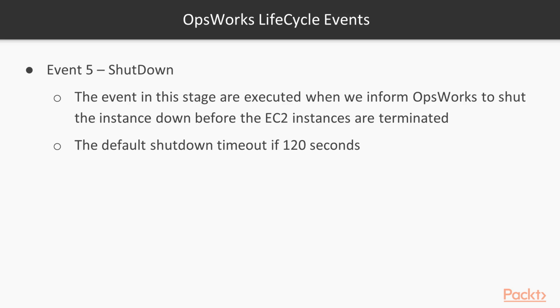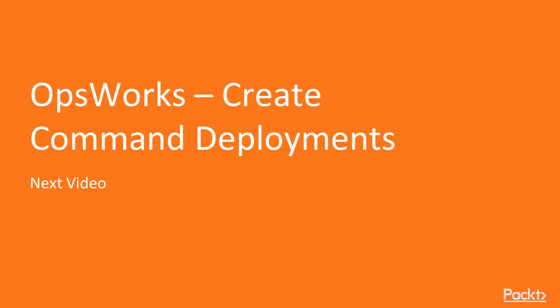Now the default shutdown timeout is 120 seconds, which you can modify during the lifecycle. So this is the high level overview about the OpsWorks lifecycle events. Make sure you have a high level understanding about the lifecycle events and the things which are associated with each lifecycle event. I hope this video has been informative for you, and in the next video we'll be discussing the create deployment command in OpsWorks.